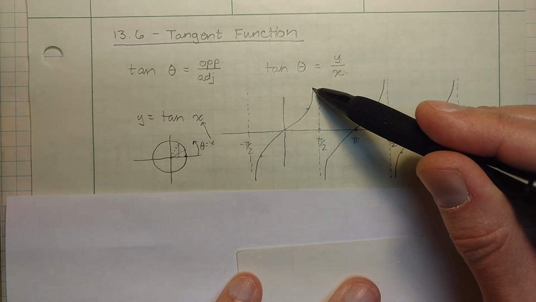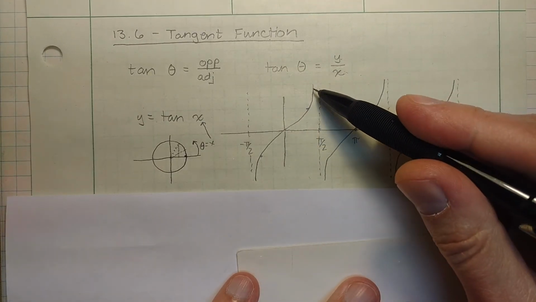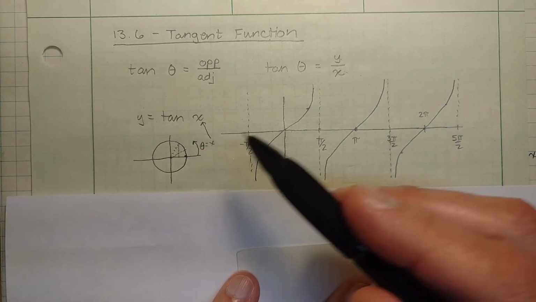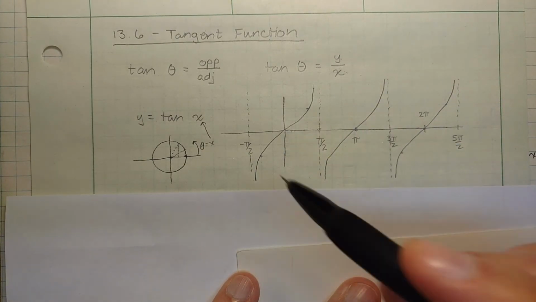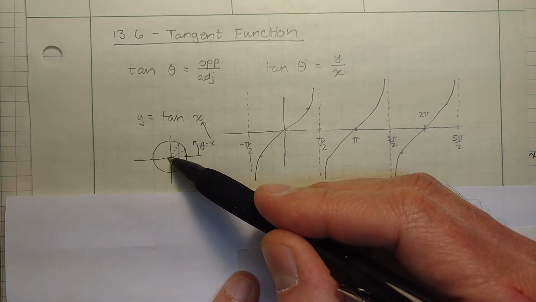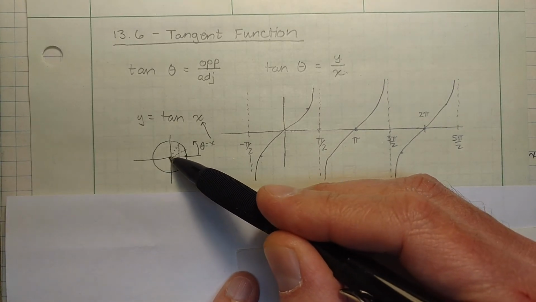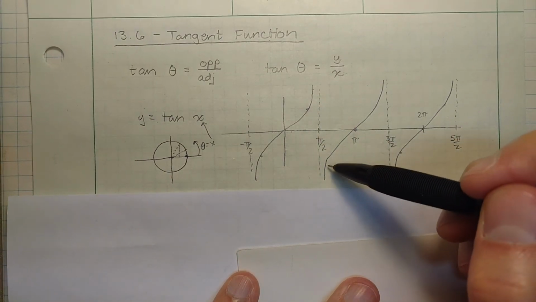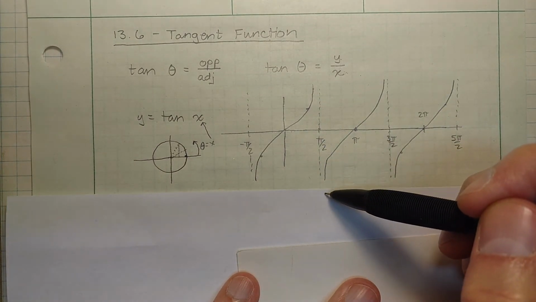So the function goes like this as it goes up towards infinity as the x value or the angle gets closer to pi over 2. Immediately to the other side, once again, my x values are still very small, but they're negative. So what happens is it's still going towards infinity, but now it's going towards negative infinity.